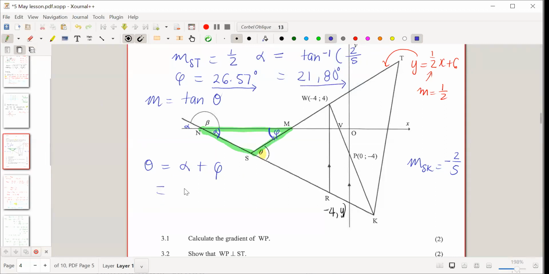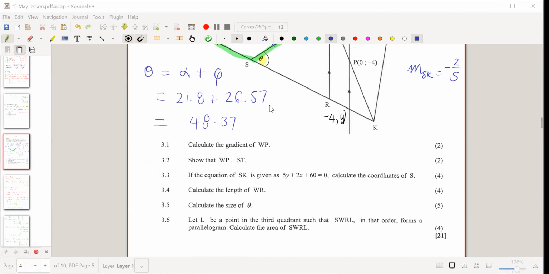So what is the sum of those two things? 21.8 plus 26.57, and you get a final answer of 48.37. Let's say that, right? I think this is what we all have. Perfect. So that's how we go about calculating it.